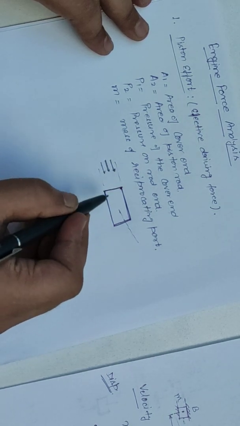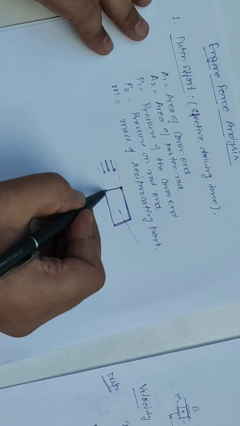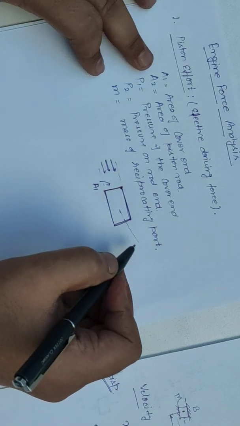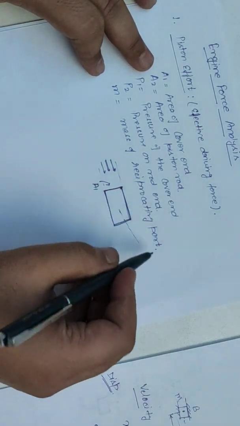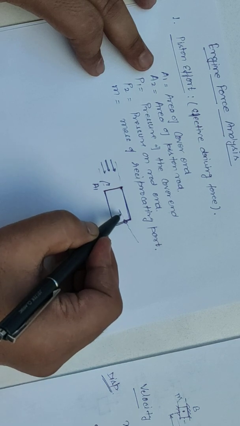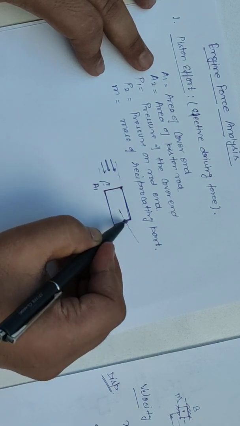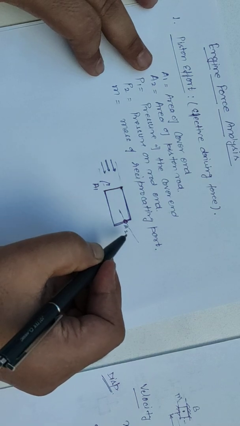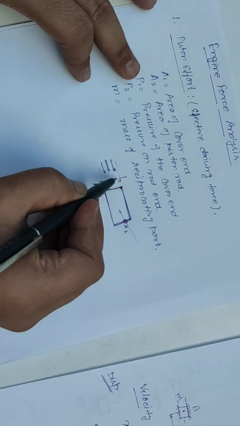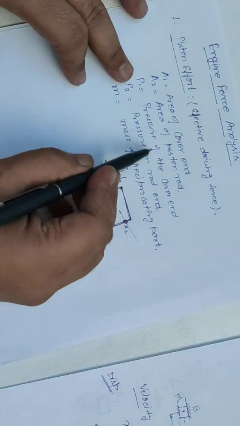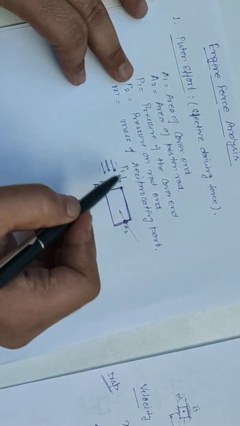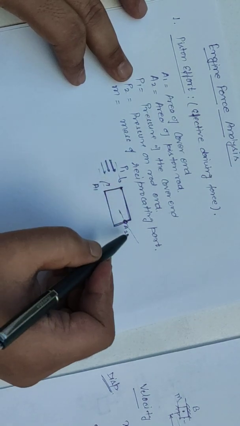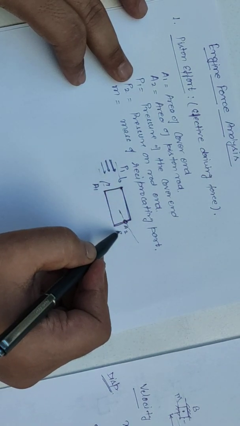Okay, so this part we are considering is the cover end, meaning A1 area is this one. A2 area is the area of the piston rod, because some area will be taken by the piston rod. So this area we are considering as A2. P1 is the pressure at the cover end, the side where the gas pressure is coming, and pressure on the rod side is P2.